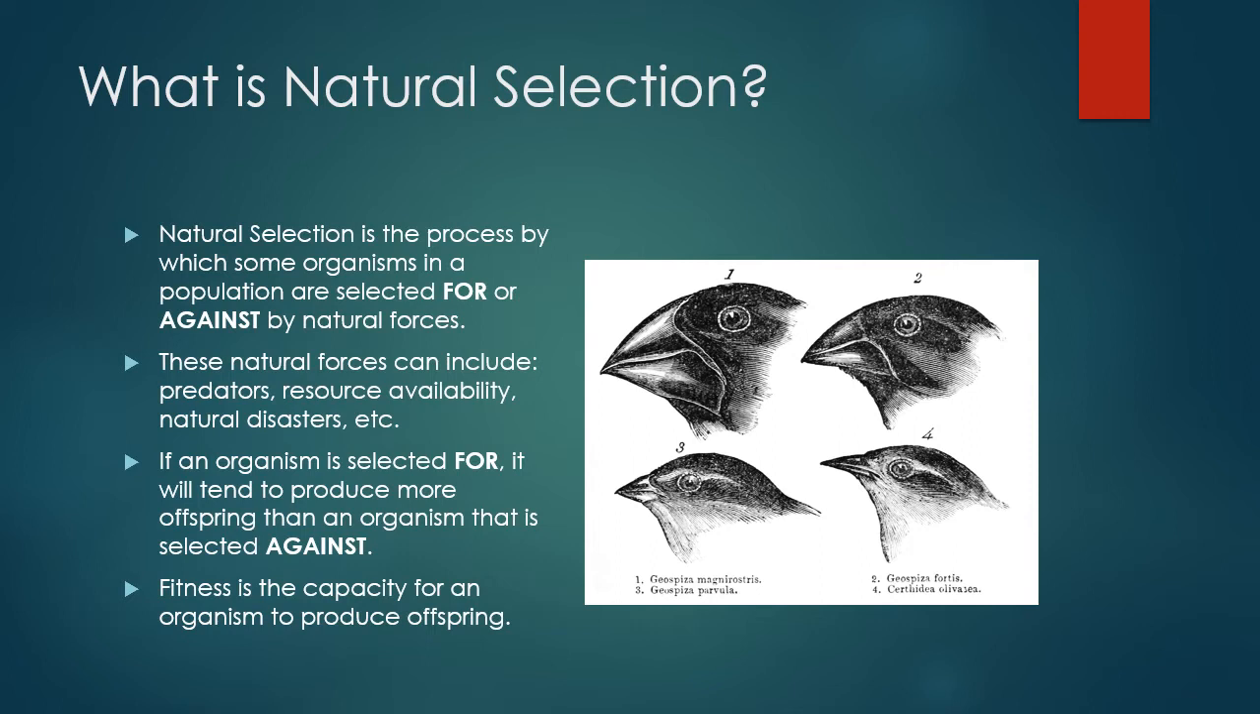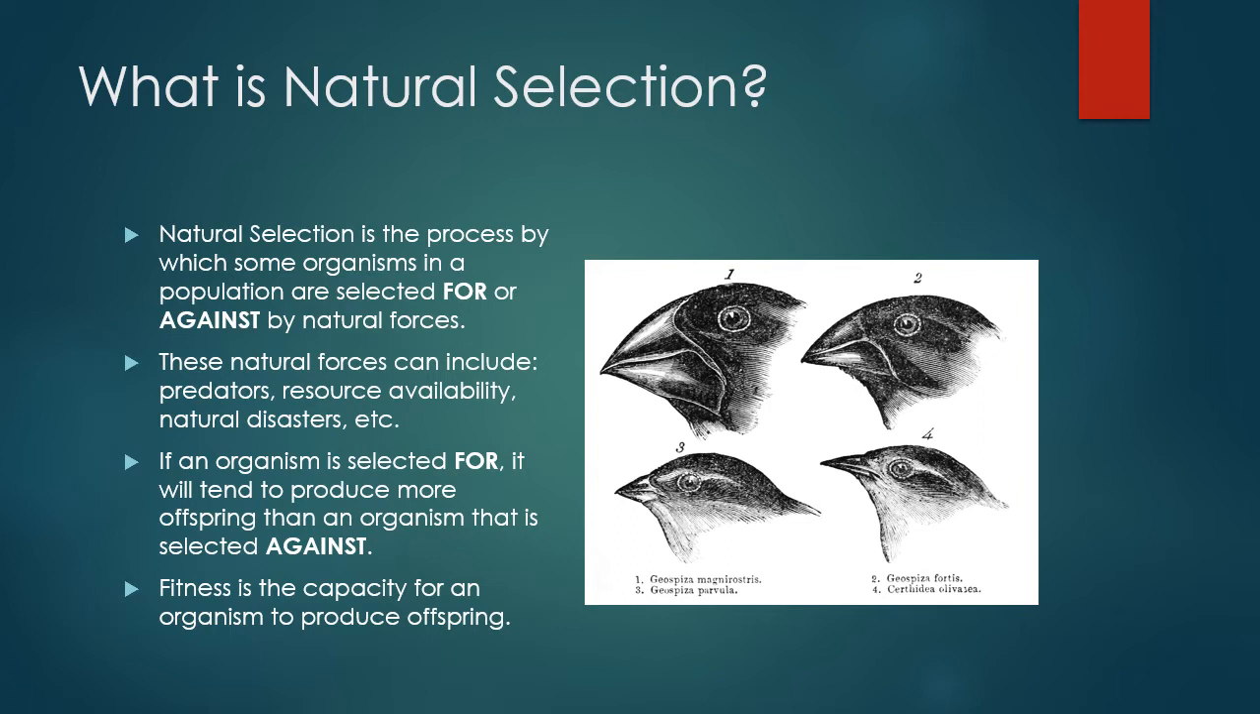Natural selection is a process in nature where some organisms in a population are selected for or against by certain natural forces. These natural forces can be anything from predators or resource availability like food or water to natural disasters. If you see on the right the picture of the different finches, each of those finches came from a common ancestor, but selection of food caused the different populations of finches to grow different kinds of beaks depending on what they needed to eat.